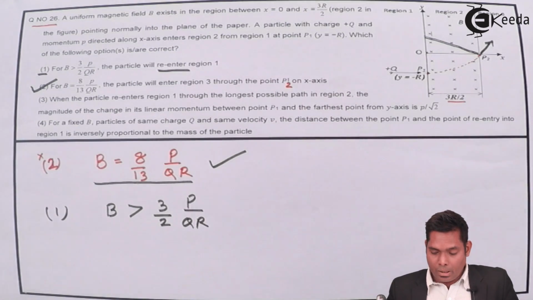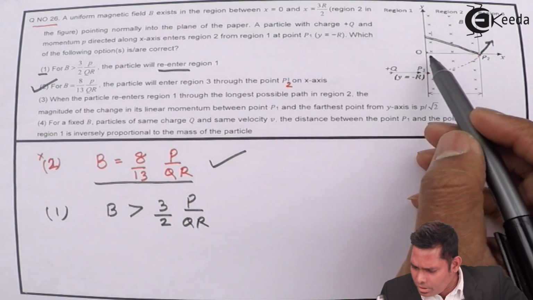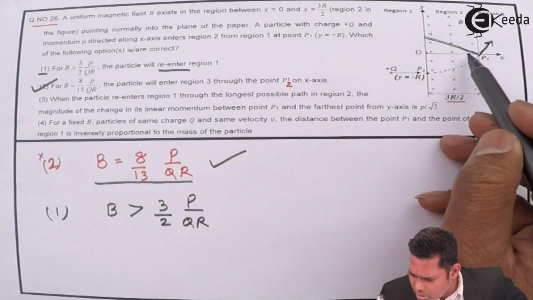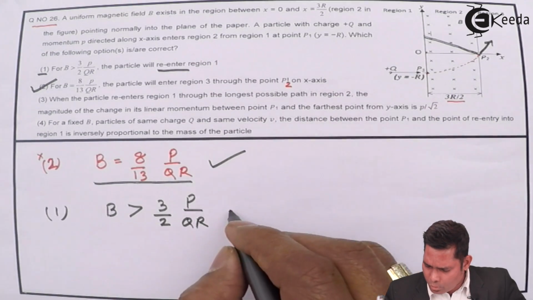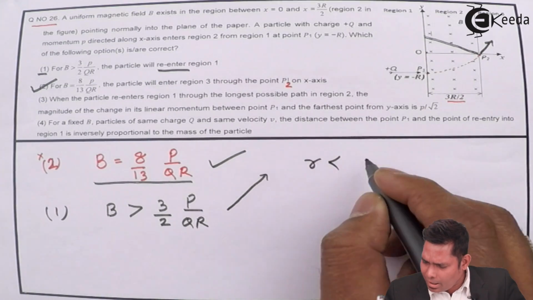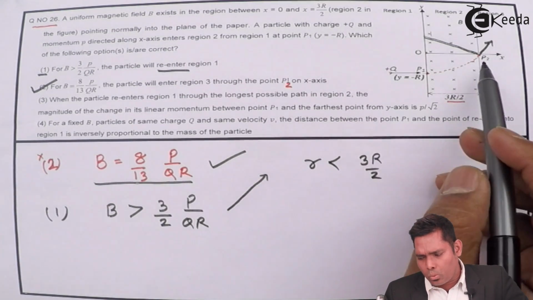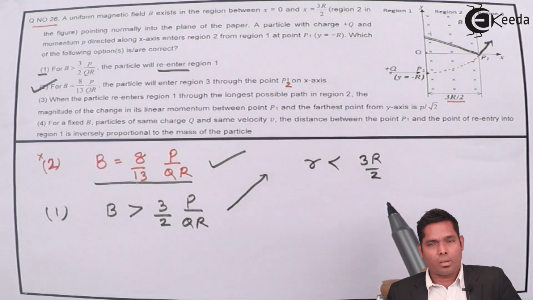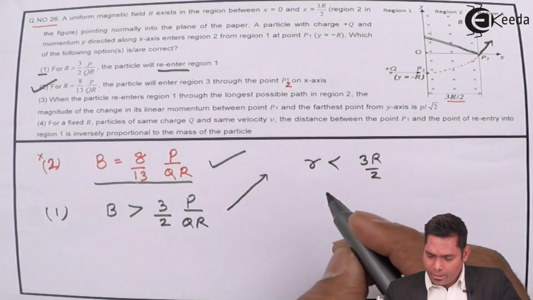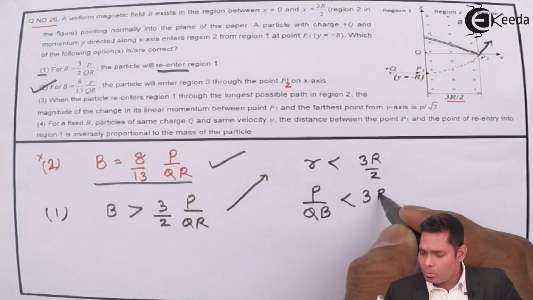So our radius should be less than that, and we have considered that this distance is 3r by 2, so the radius should be less than that. If so, the solution of this is that r should be less than 3r by 2. If r is less than 3r by 2, then it will take a turn, and then it will come out of this region 1, re-enter this region 1. R should be less than this. If r is less than this, then r is what? R is P over QB. It should be less than 3r by 2.